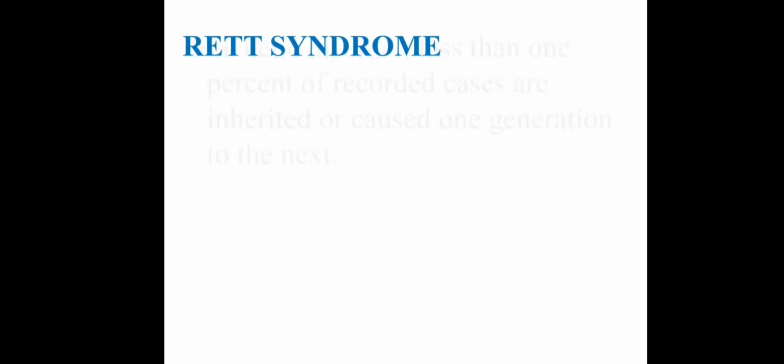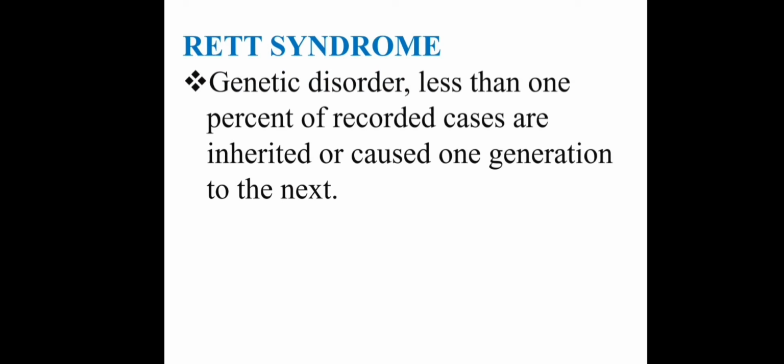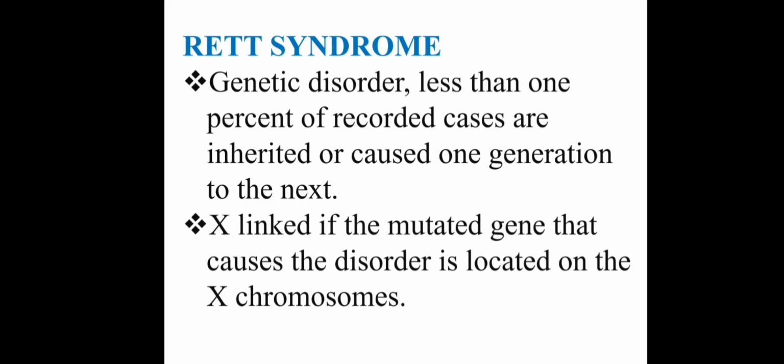Rett syndrome. Rett syndrome is a genetic disorder. Less than 1% of recorded cases are inherited or caused from one generation to the next. A few families have been described with more than one affected family member. This determines that Rett syndrome has an X-linked dominant pattern of inheritance. A condition is considered X-linked if the mutated gene that causes the disorder is located on the X chromosome. The inheritance is dominant if one copy of the altered gene in each cell is sufficient to cause the condition.